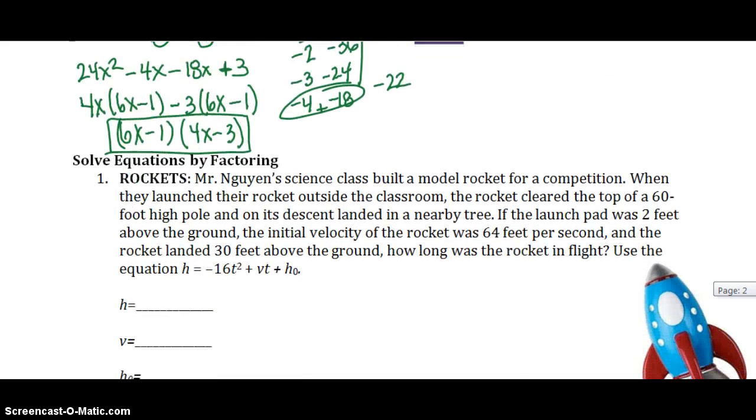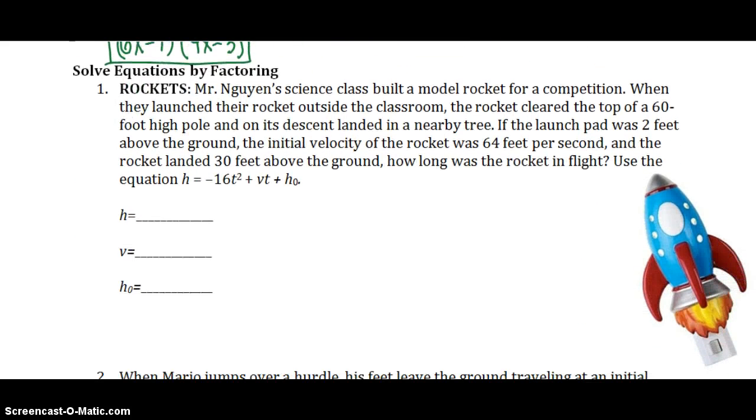At the bottom is a physics problem that shows you how you can use factoring to solve real world problems. Okay, I'm not sure how we pronounce this man's name, but his science class built a model rocket for a competition. When they launched their rocket outside the classroom, the rocket cleared the top of a 60-foot high pole. On its descent, it landed in a nearby tree.